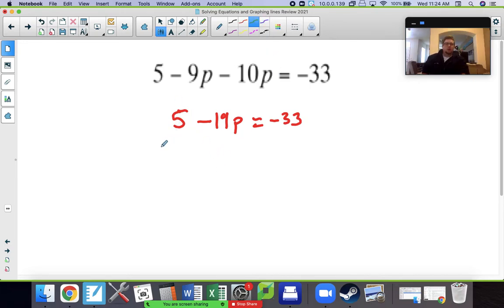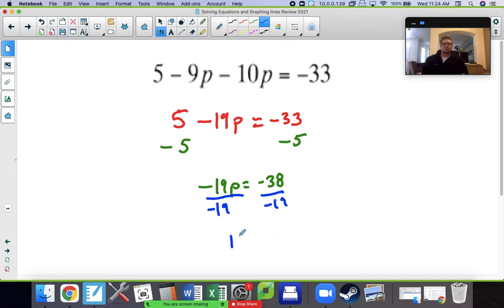I need to move the 5. I need to subtract the 5 because the minus goes with the 19. The minus doesn't go with the 5. So I subtract 5 from both sides. I'm left with a negative 19p equals negative 38. Once again, I'm going to divide by negative 19. And our answer is 2.